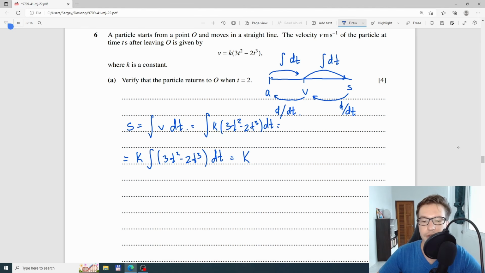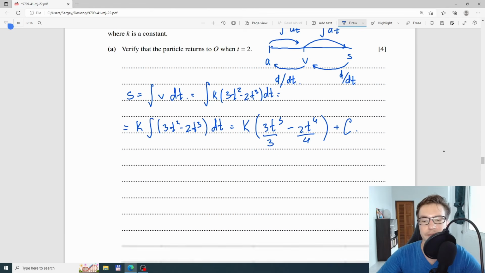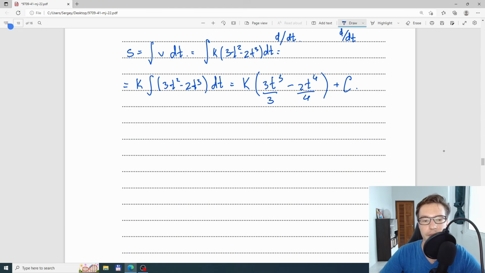Okay, let's integrate. K times increase the power by 1, divide by the new power, minus 2t, increase the power by 1, divide by the new power. And now don't forget to add c. Let's simplify that. So we get k times t cubed minus t to the power 4 over 2, plus c.